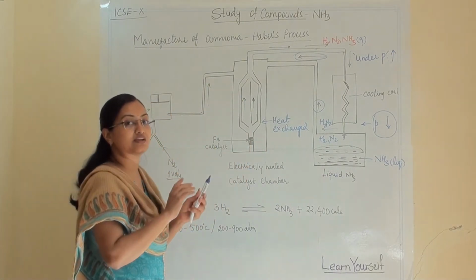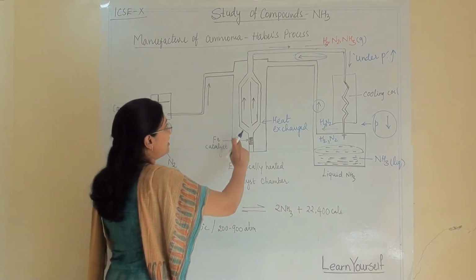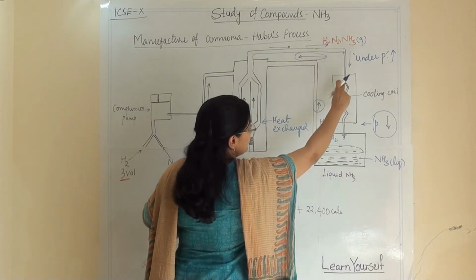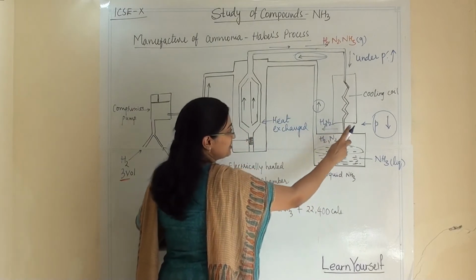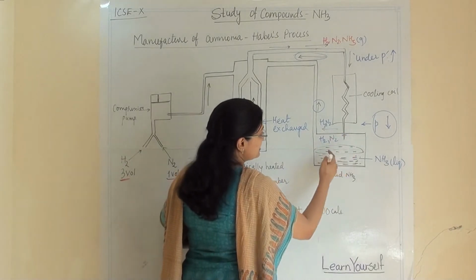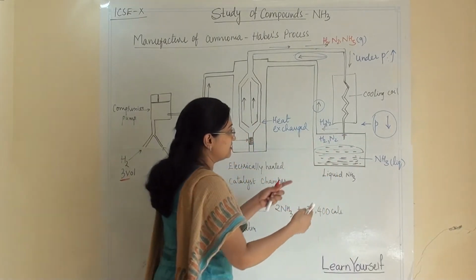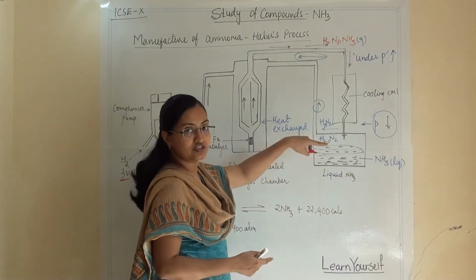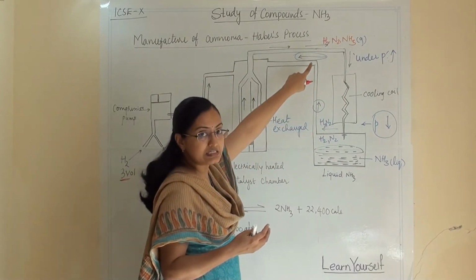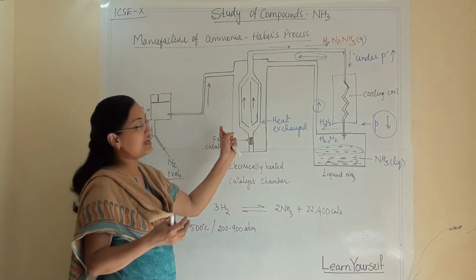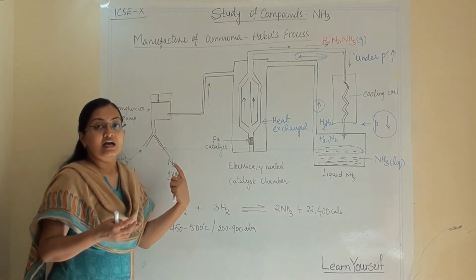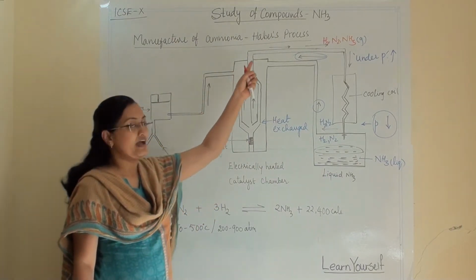So there will be a heat exchange between them, and again the ammonia, hydrogen and nitrogen will pass through this tunnel. It will come to the cooling coil. Here the pressure will be very low, so ammonia will convert into liquid, and this liquid we are collecting here. But again, all the unreacted hydrogen and nitrogen we get here will be recycled and sent back to the heat exchange chamber. So this is the process of manufacturing ammonia via Haber's process.